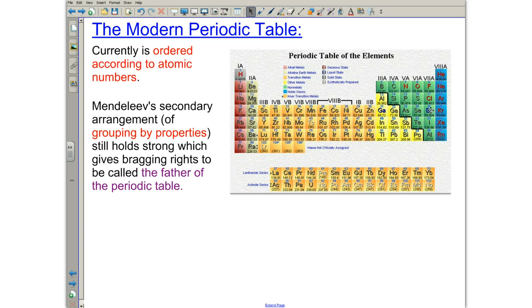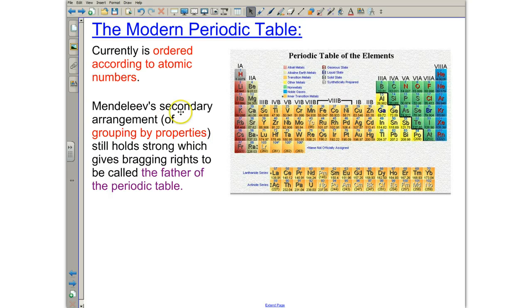However, Mendeleev's secondary method of organizing in groups according to their properties still holds true. So the elements in group 1 are all considered to have similar reactivity and similar properties to one another. Same thing with elements in group number 8, for example. These are all called the noble gases. They all are a gas, they all are nonmetals, and they are all non-reactive because they already have what's called a full octet, or they already are stable elements.